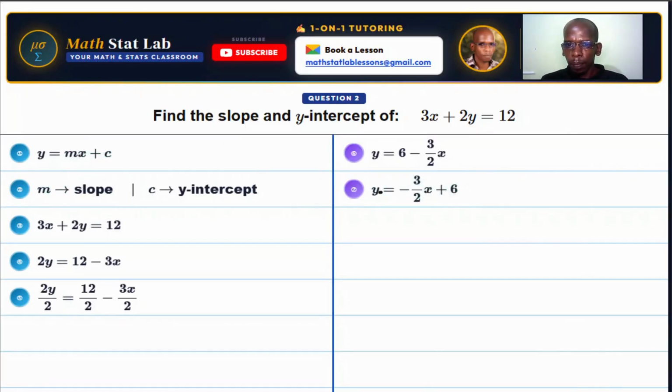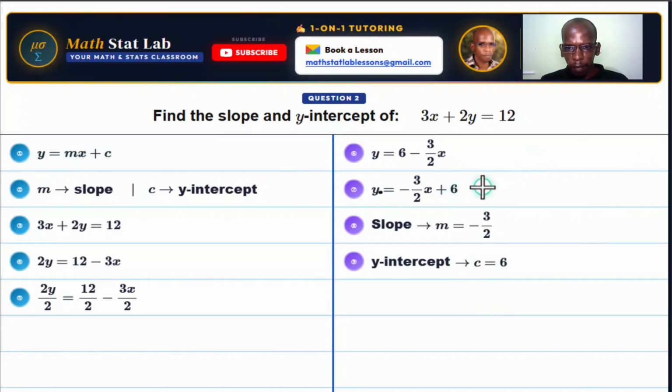So now the slope becomes m is equal to negative 3 over 2, which is the coefficient of x, and then the y-intercept becomes positive 6, which is now the c. So can we do another example?